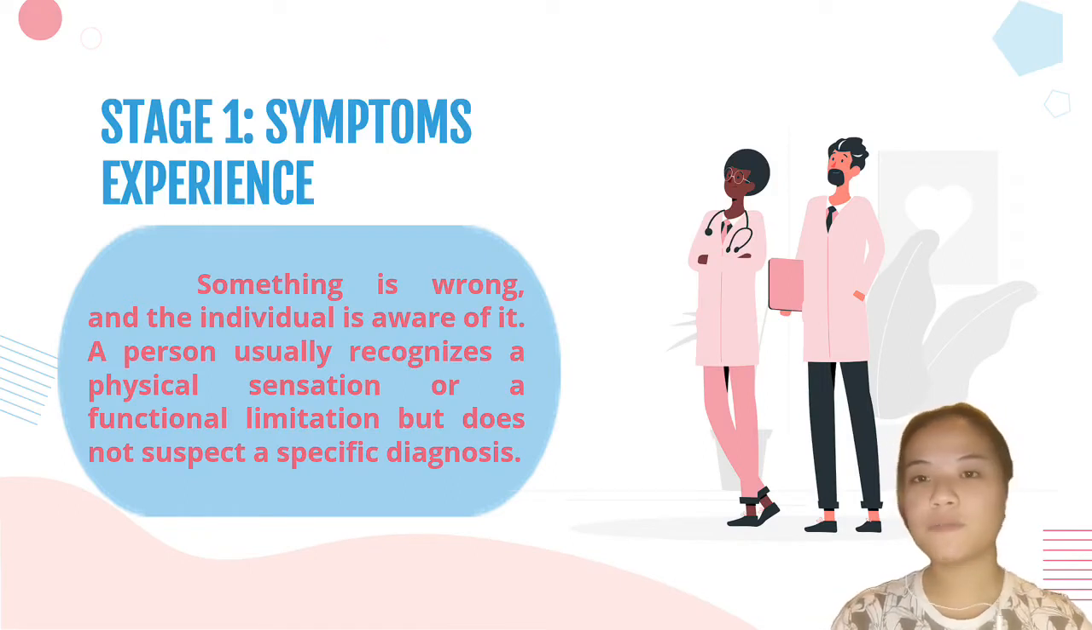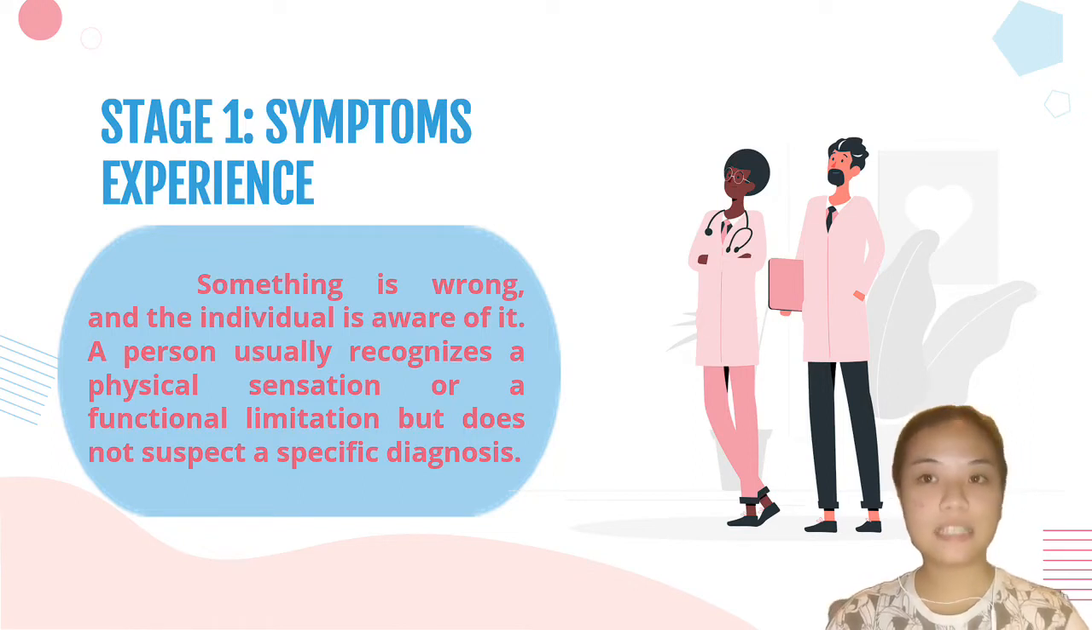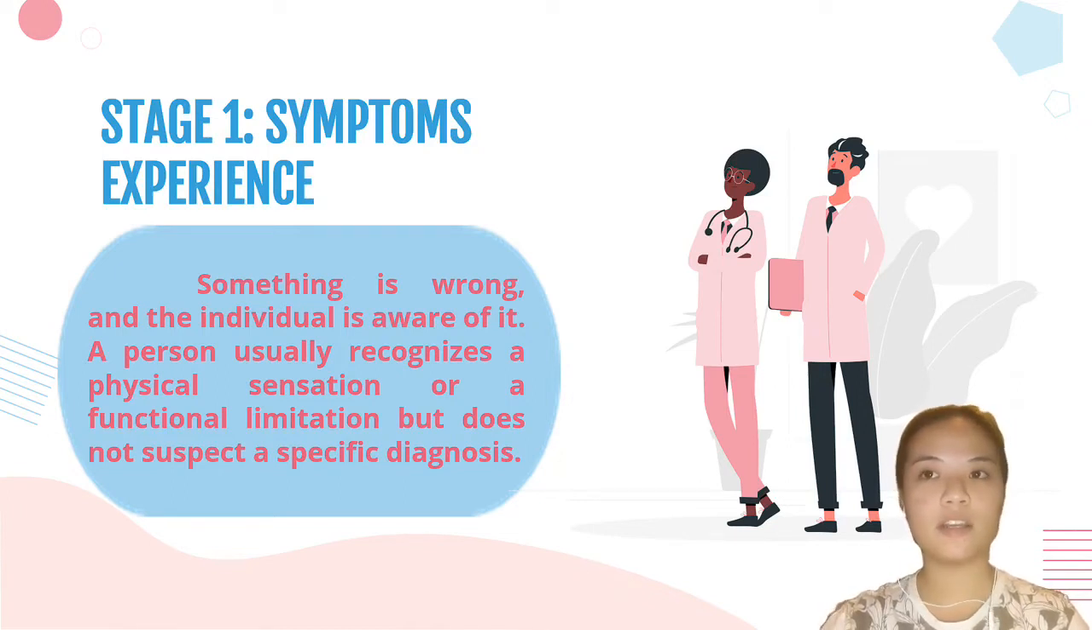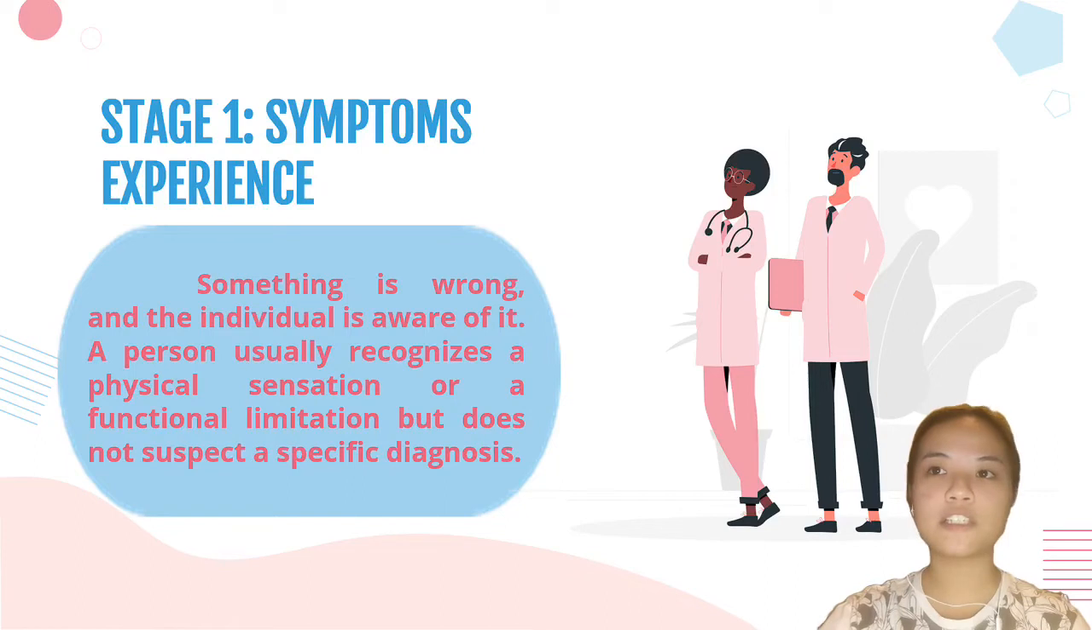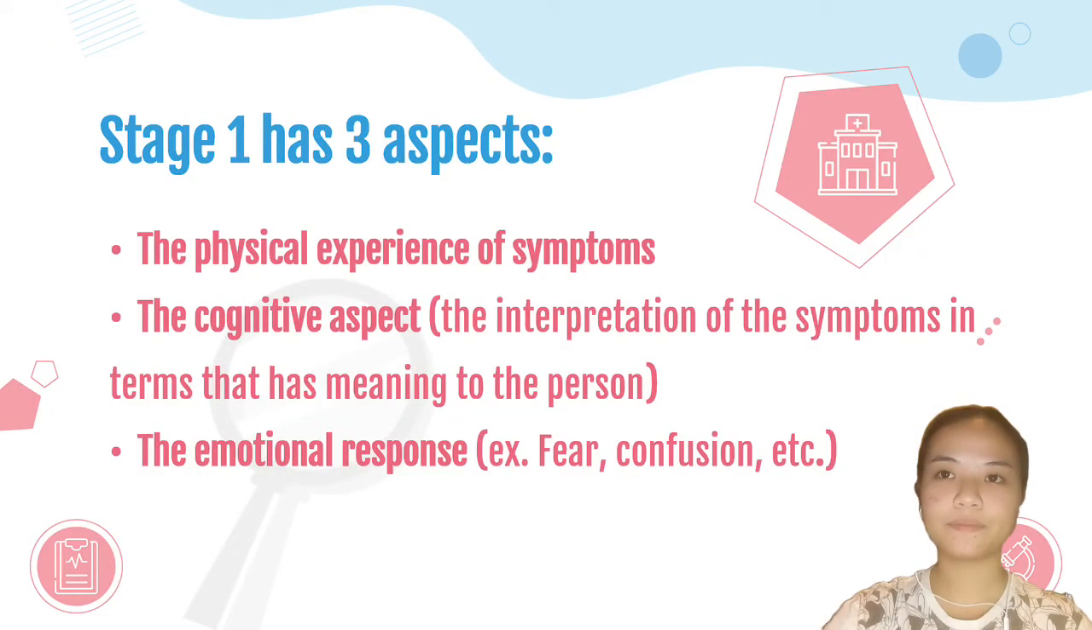Stage 1, symptoms experience. Something is wrong and the individual is aware of it. A person usually recognizes a physical sensation or a functional limitation, but does not suspect a specific diagnosis. At this stage, the client is believing that something is wrong. Either someone mentions that they are unwell, or the client experiences symptoms such as pain, rashes, cough, fever, or bleeding.